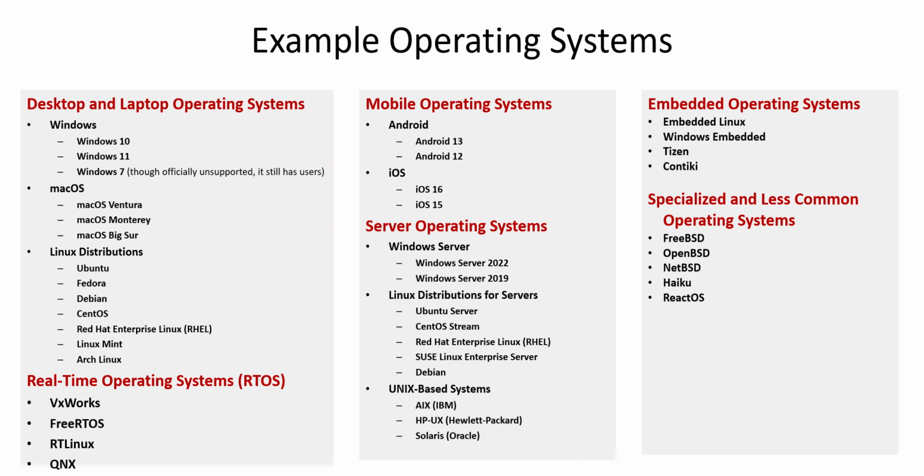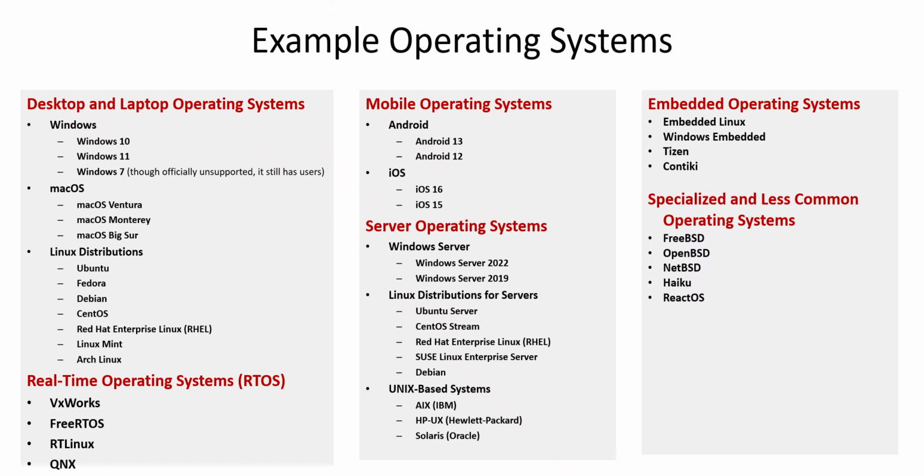Let's go a little deeper into real-world examples for each category. For desktop and laptop operating systems, Windows alone spans multiple versions: Windows 10, Windows 11, and even Windows 7, which technically isn't supported anymore but still has users out there. On the Apple side, we have macOS Ventura, Monterey, and Big Sur. And Linux offers a huge range of distributions: Ubuntu, Fedora, Debian, CentOS, Red Hat Enterprise Linux, Linux Mint, and Arch Linux, just to name a few.